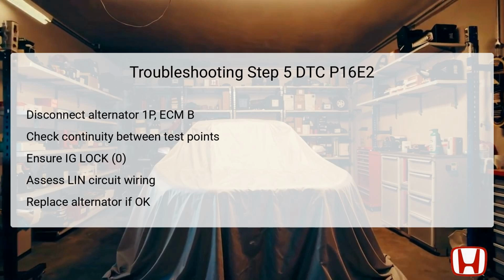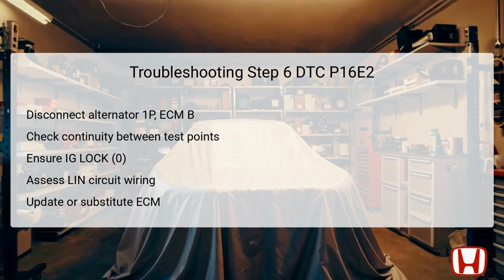If continuity can be established, this indicates the LIN wire is functioning correctly, which would necessitate replacing the alternator to resolve DC output issues. Conversely, if there is no continuity, it directs the technician to assess and repair any open circuits in the LIN wire between the alternator and the ECM.